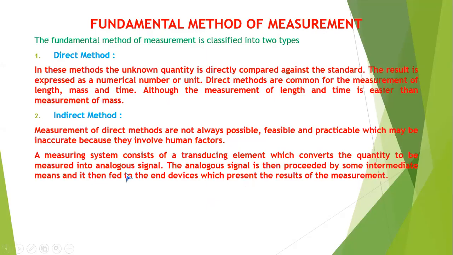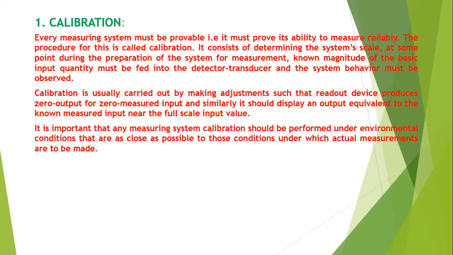This is the direct method. There will be translation or transducing of the input, for that reason it is called the indirect method. Direct method means direct measurement, and you have the direct result, that is in length, in millimeter, centimeter, or in meters. Next, come to the point, the definition of calibration.